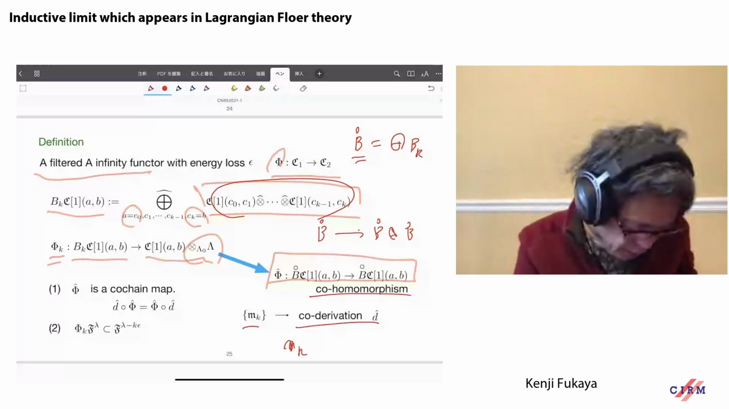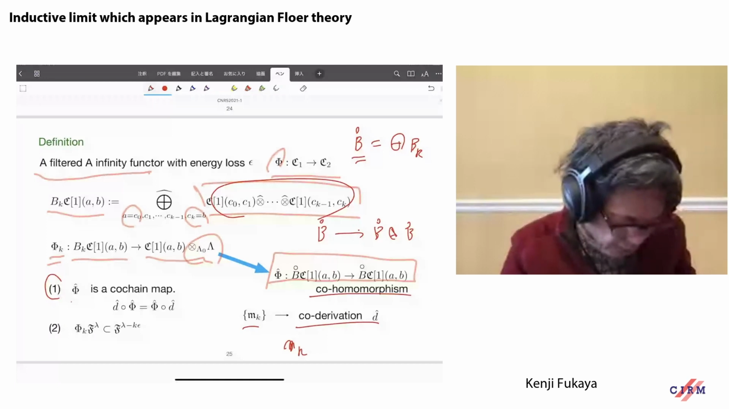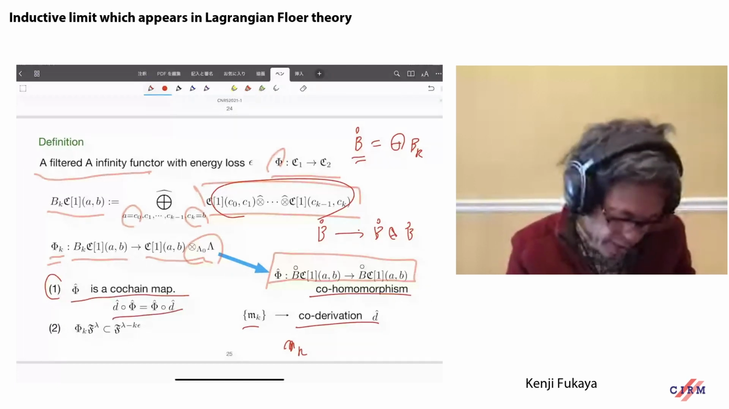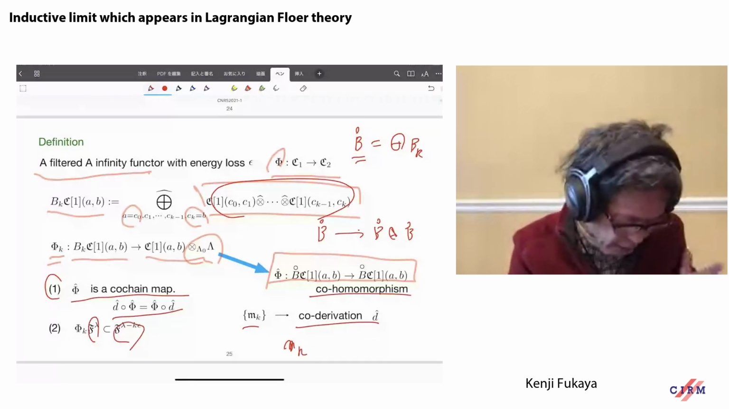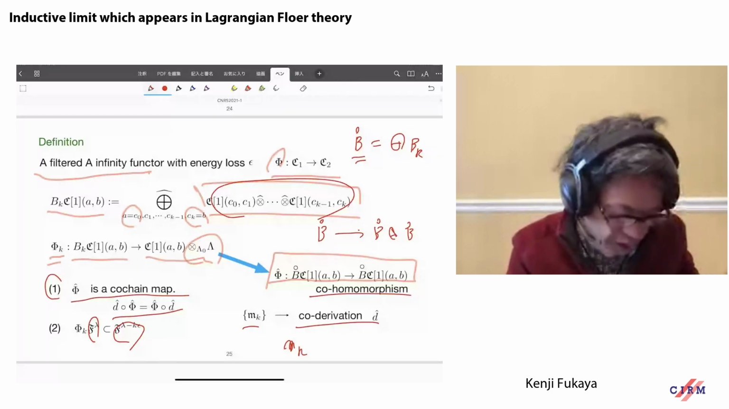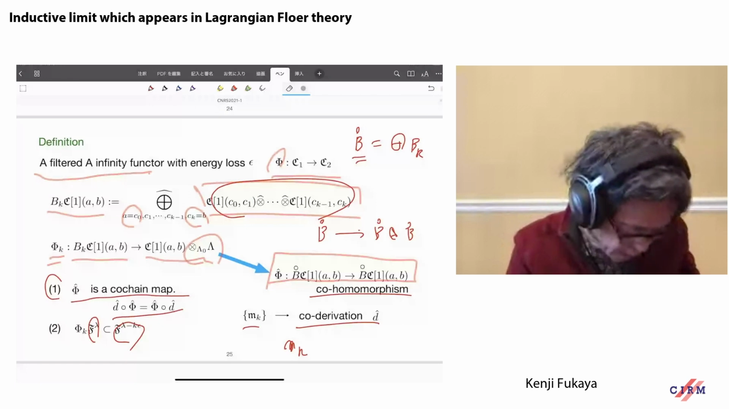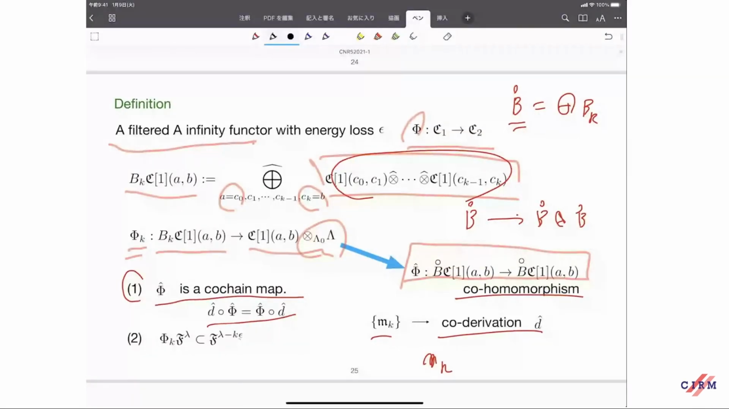And then the first condition is that this is a chain map. So that is basically the condition of being an infinity functor. But the next thing is that if you take the energy filtrations, the energy filtration decreases. So it's not a usual infinity functor because the energy filtration is not preserved, but it decreases only by k times epsilon. What this means is that minus k epsilon goes to minus infinity as k goes to infinity, but if you fix k, this still goes to 0 as epsilon goes to 0. So this is the definition of an infinity functor with energy loss.